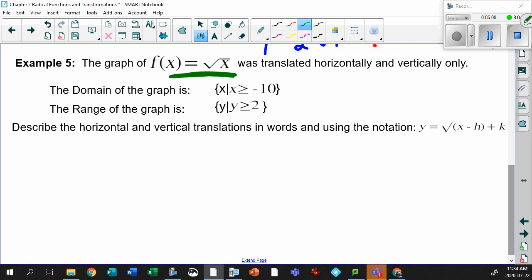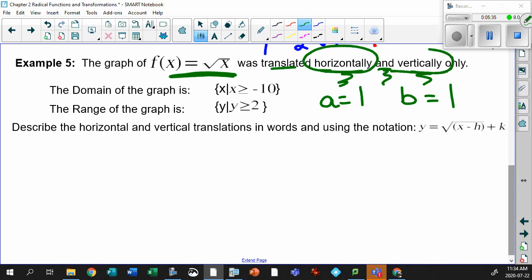But now we're going to translate it, horizontally and vertically. There's no stretch factor here. There's no vertical stretch, no horizontal stretch, no reflection, no nothing. So let's think about this. Your a value then is 1, and so is your b value. So no stretches, no reflections. A and B are both 1. Perfect. So we're looking strictly for horizontal and strictly for vertical.